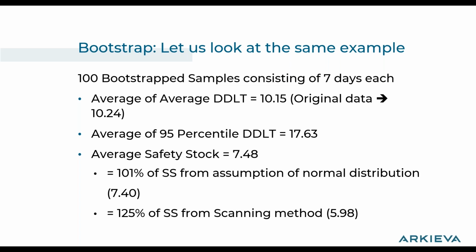We get the average of average DDLT as 10.15. Remember that the original data had the average of 10.24, so it's reasonably close. The average of the 95th percentile DDLT is 17.63, which gives us a safety stock of 7.48. It just so happens that this is 101% of the safety stock that we calculated from the assumption of normal distribution, which was 7.40. So it's quite close. And it is 125% of the safety stock that we calculated from the scanning method.